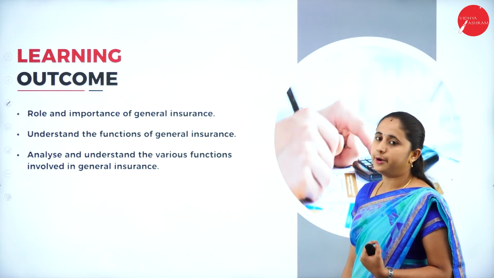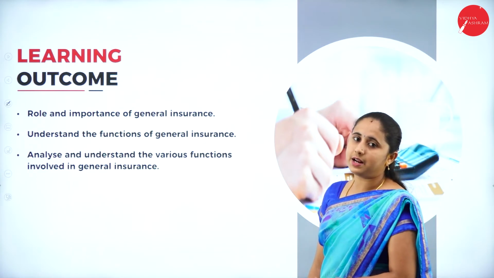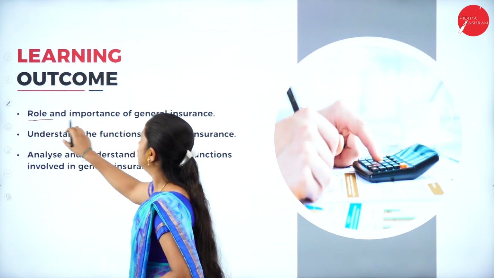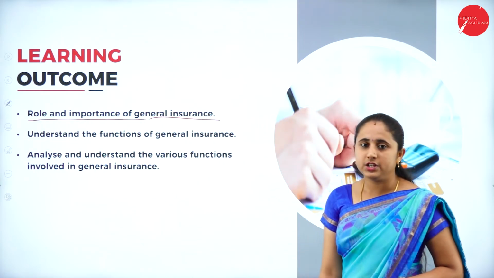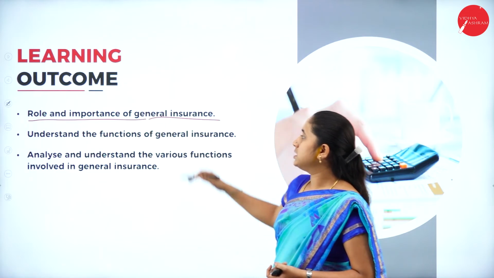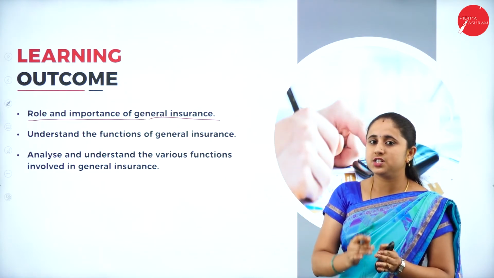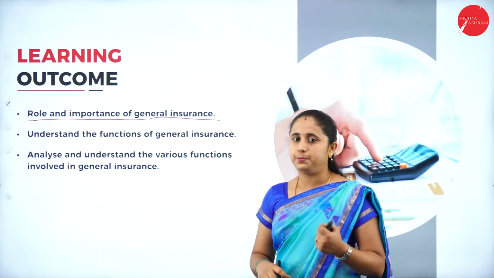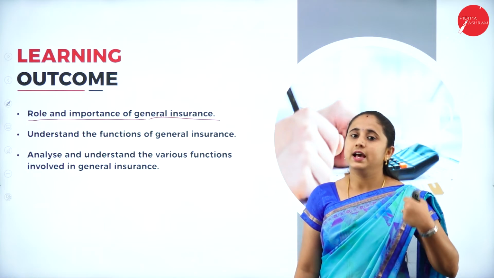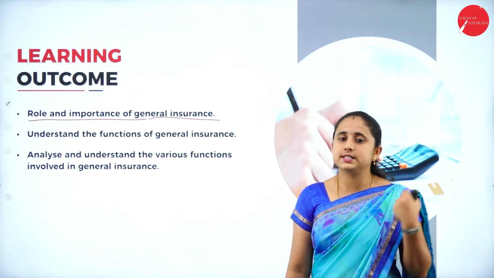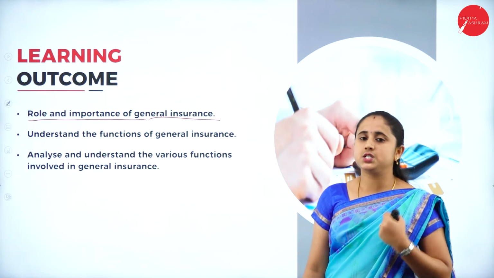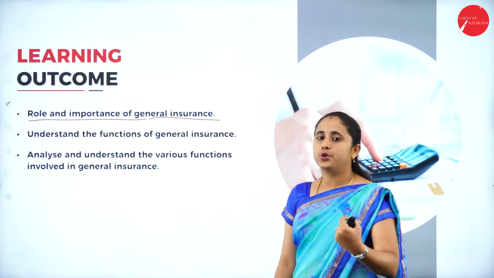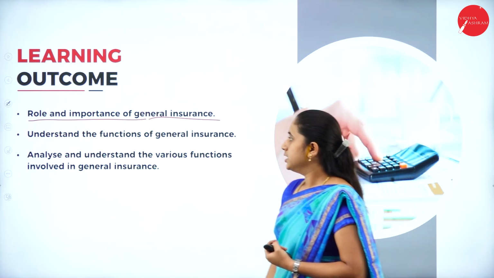Next, learning outcomes. By studying this subject, Principle and Practice of General Insurance, you should be able to understand the role and importance of general insurance. Why insurance plays an important role in human lives, or why it is necessary for people. Why we need to insure our life as well as our properties and other things. What are the benefits of general insurance? So it explains the importance and role of general insurance.